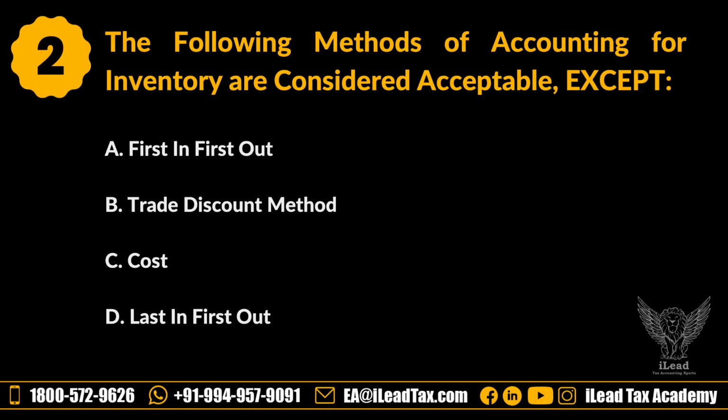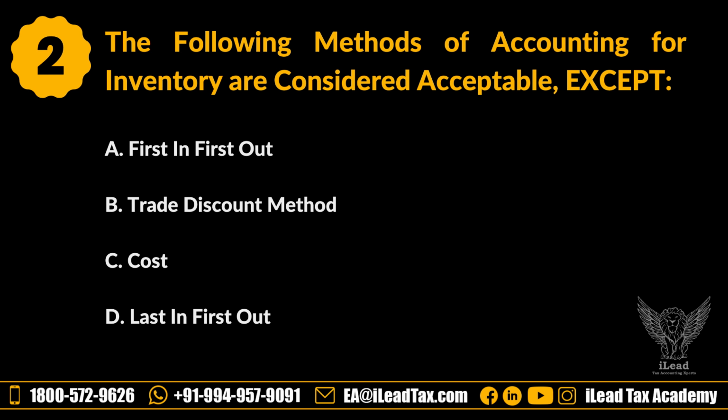Option A, first in first out. FIFO is an acceptable method of accounting for inventory. It assumes that the first items purchased or produced are the first ones sold. And option C, cost. The cost method is an acceptable method of accounting for inventory. It involves valuing inventory at its cost, which includes all direct and indirect costs necessary to bring the inventory to its present condition and location. And last in first out is an acceptable method of accounting for inventory. It assumes the most recently purchased or produced items are the first ones sold.